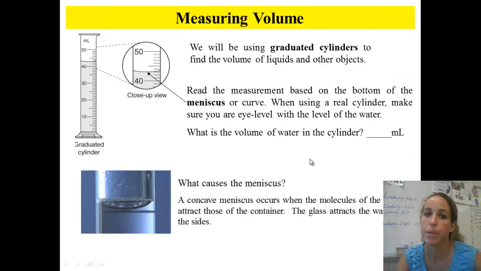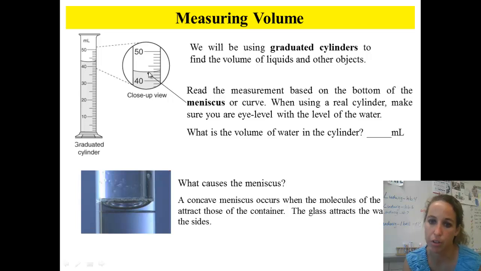The way that we will measure volume in biology class most often is by using the graduated cylinder. That's how we'll find the volume of liquids and other objects. So you'll read the measurement at the bottom of the meniscus. You see how that has a curve here when you put it into the graduated cylinder. That curve is caused because the water is attracted to the glass or to the plastic. And we'll talk more about why it's attracted when we do our biochemistry unit. For now, you just need to know that there's an attraction. So you read it at the bottom.